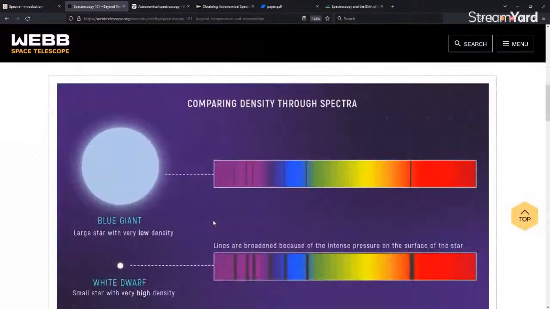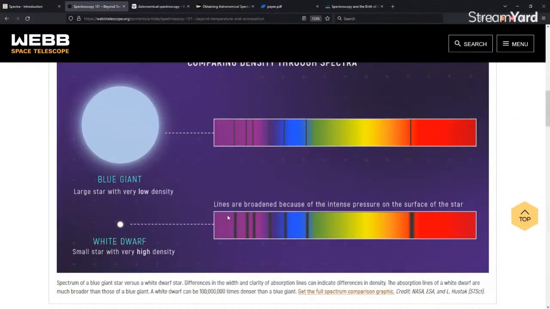You can tell the density of something because a blue giant, which is very low density, if you notice, all of these lines are very sharp. But a white dwarf has high density. See how much bigger and fuzzier these lines are?